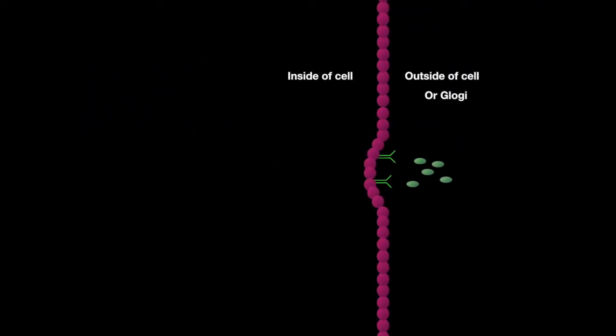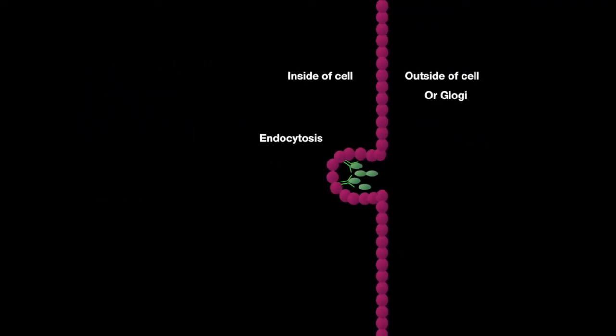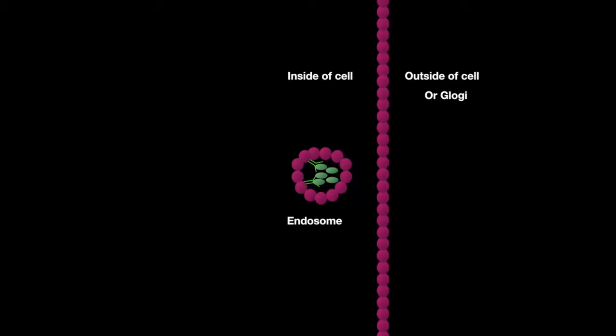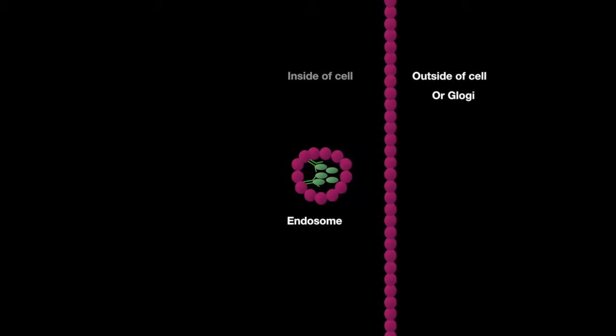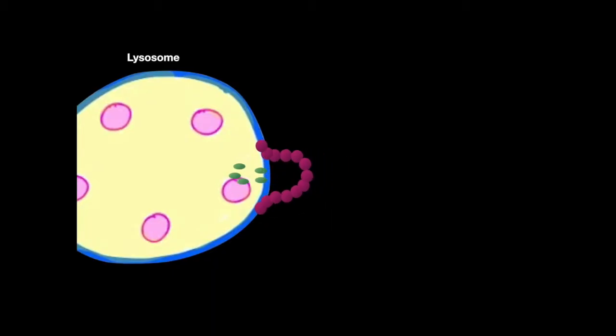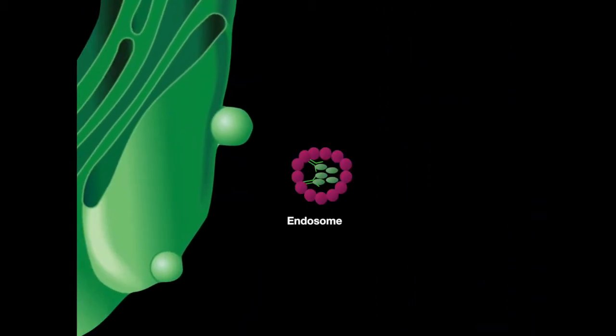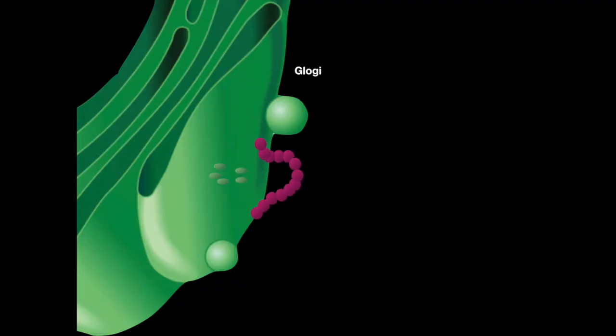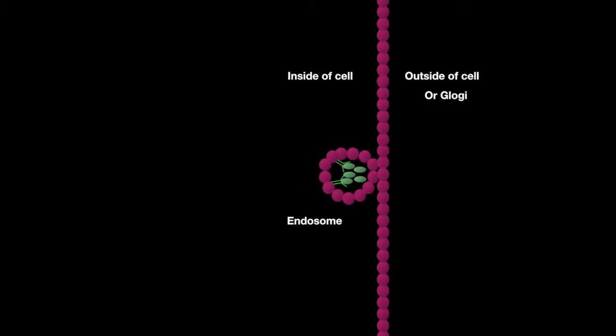Endosomes will take up material from outside the cell or from the Golgi. From here, endosomes act as sorting centers and will send them to either the lysosome, Golgi, or membrane for further use.